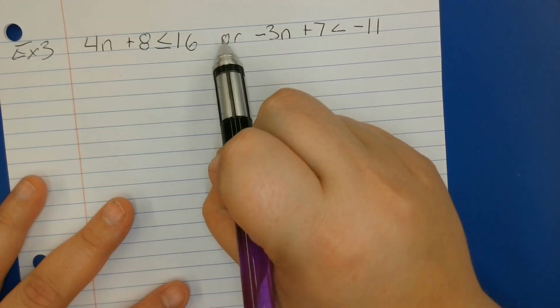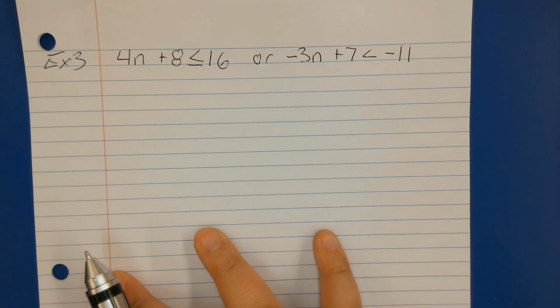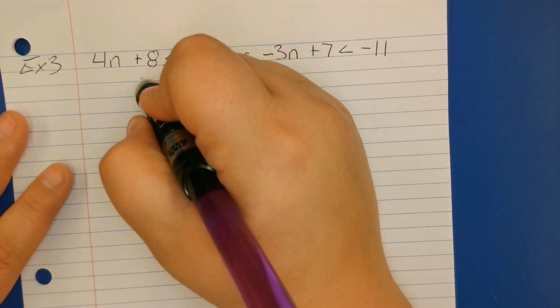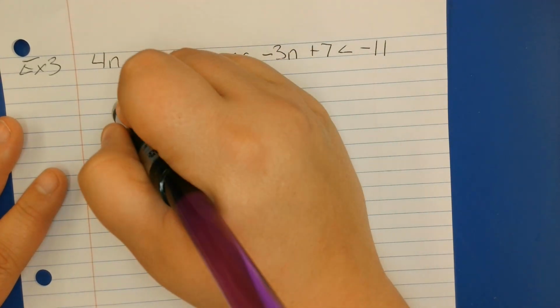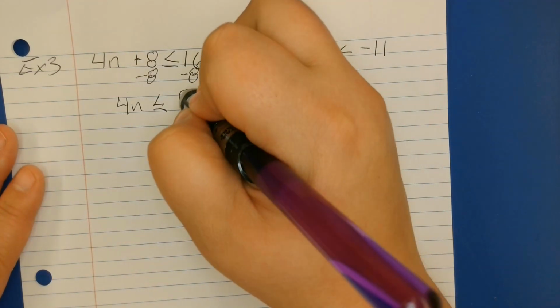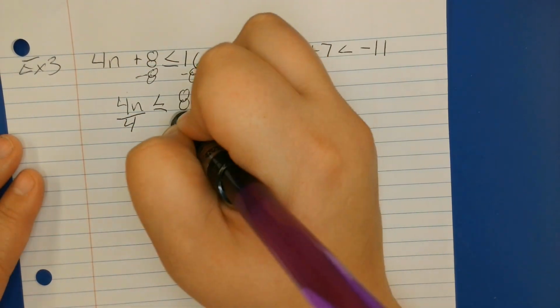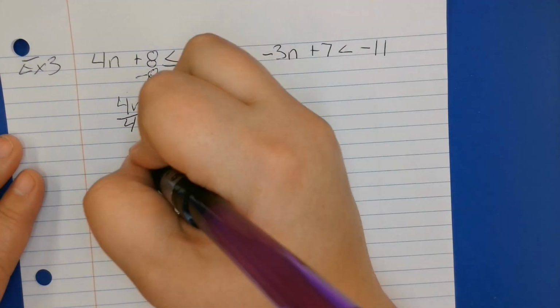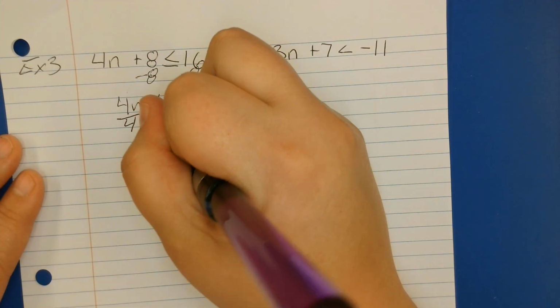So with the word or, it is separated for you already, and you just have to solve. So here I'm going to subtract 8, subtract 8. I have 4n is less than or equal to 16 minus 8, which is 8. Going to divide by 4. Divide by 4. n is less than or equal to 2.